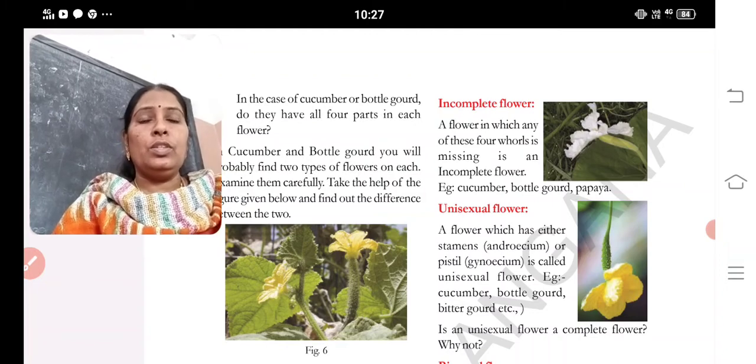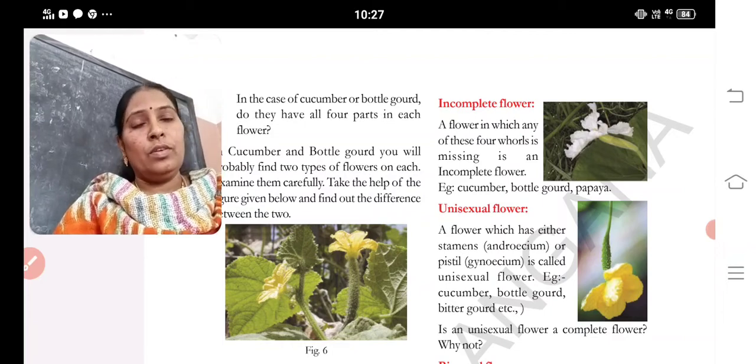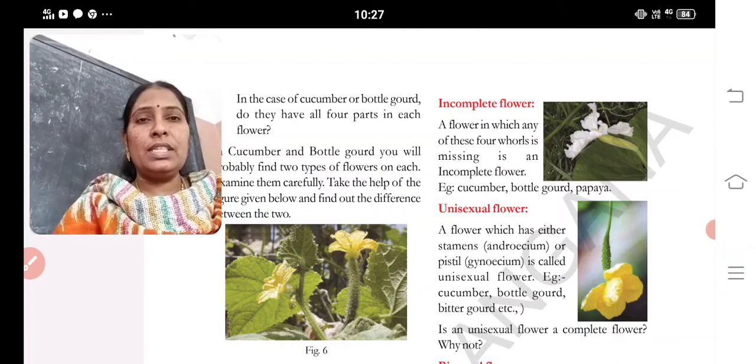Okay children, reproduction in plants. What is the main reproductive part of the plant? The flower. In the flowers we will have the male and female parts. Ovary, stamens, pistil, androecium and gynoecium are some of the parts of the plant which participate in reproduction.